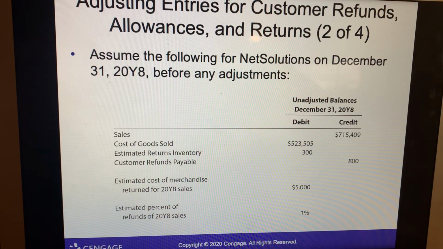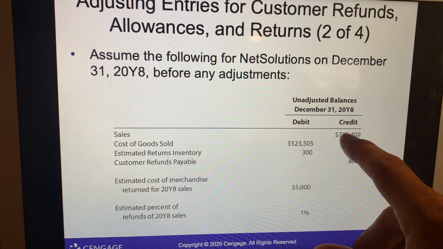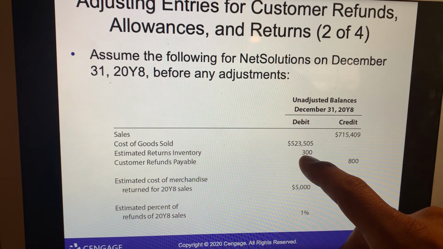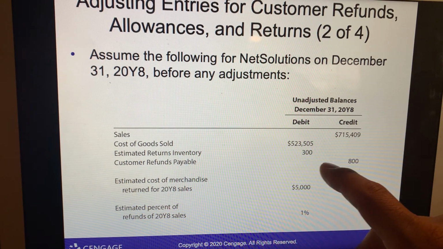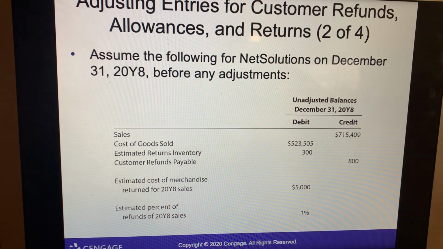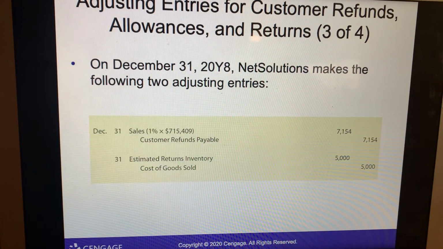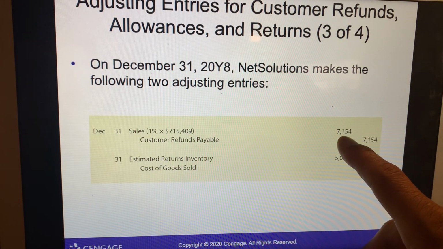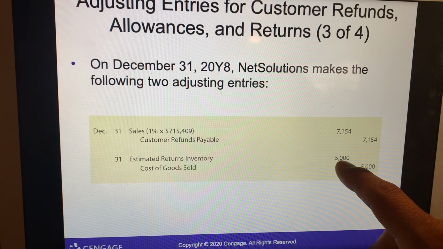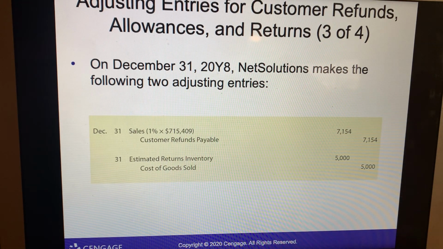So here's an example. Here are our sales. Our cost of goods is $523,505. Inventory returns $300. Customer refund payable $800. Cost of merchandise $5,000, and then a 1% estimate. So here's what we would do. That 1% is $7,154, with sales and customer refunds of $7,154 as the estimate, and then our inventory estimated returns is $5,000, and then cost of goods is $5,000. So basically, we're pulling that out.